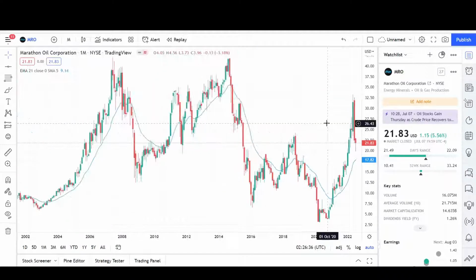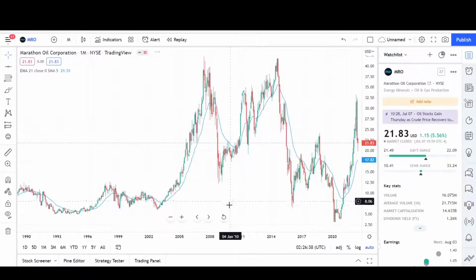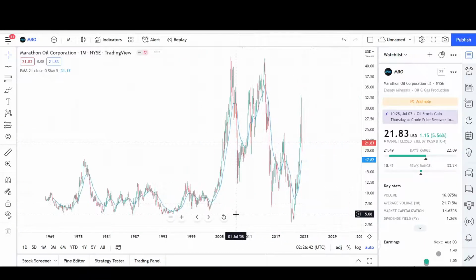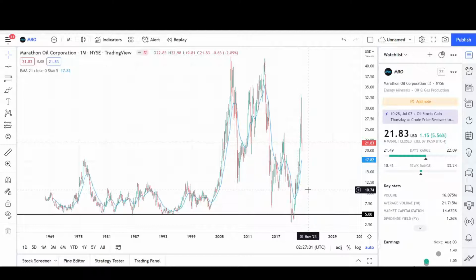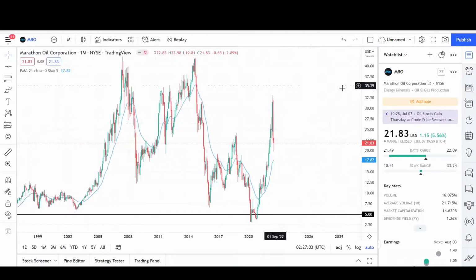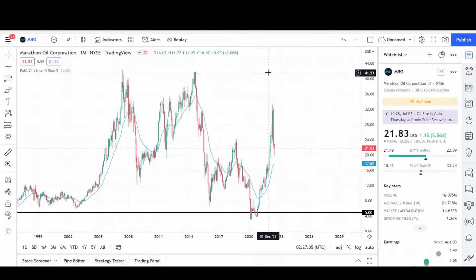And here's the monthly chart for MRO. You can see that in 2020 prices went below the previous low. So MRO was never around that $3 level since the IPO in 1968. So the stock has been on the market for a very long time. You can see that that $5 level was acting as a strong support in the past, and then in 2020 we broke below it, and then we saw a massive reversal.